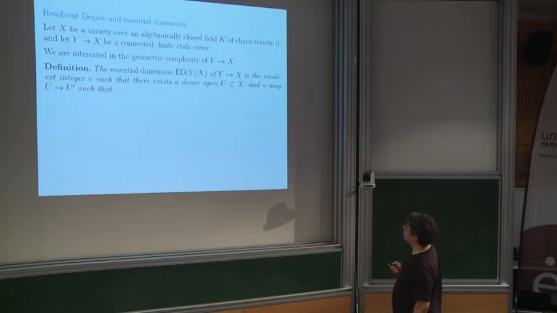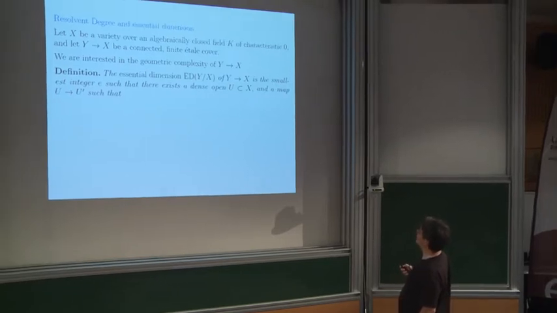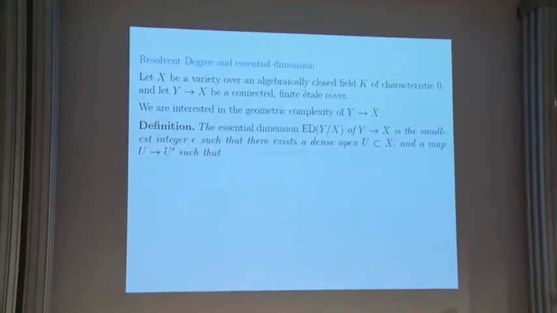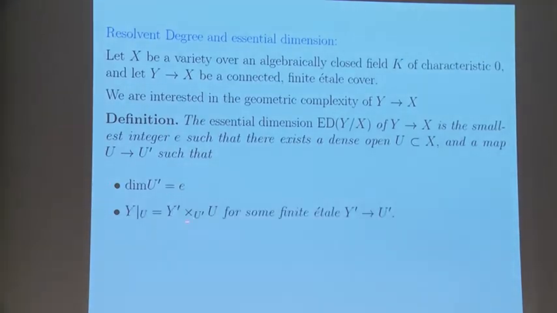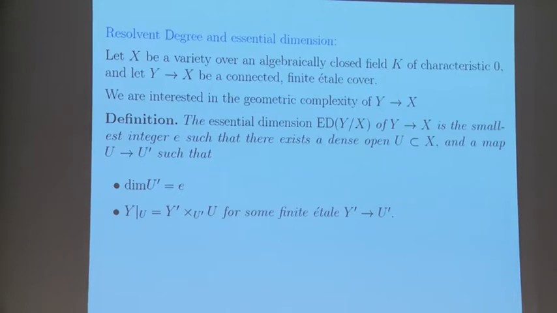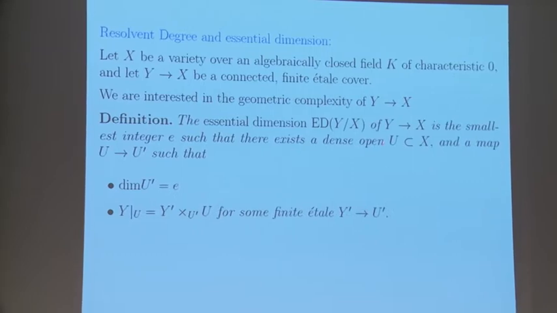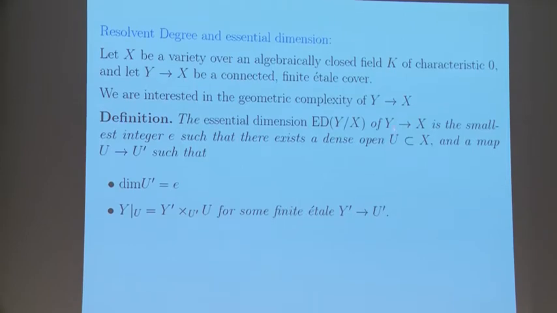So we define the essential dimension of the cover to be the smallest integer e such that there's a dense open U in X and a map U to some U prime such that U prime has dimension e and Y comes from the pullback of a covering, some finite étale covering, over U prime. And let me just say here, the fact that in this definition you're allowed to take some dense open is absolutely crucial. A lot of these questions become much easier if you insist that U is equal to X, but we don't want to do this here. And maybe the reason will become clear a little bit later on.